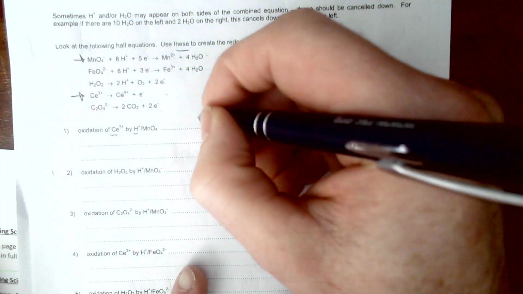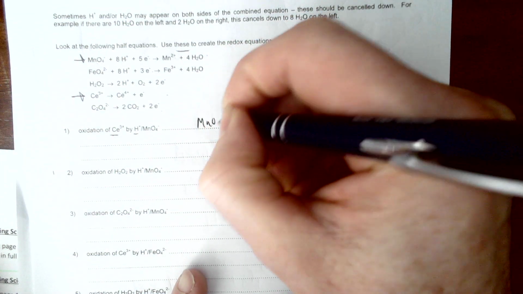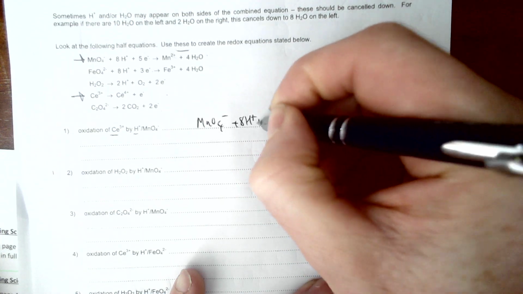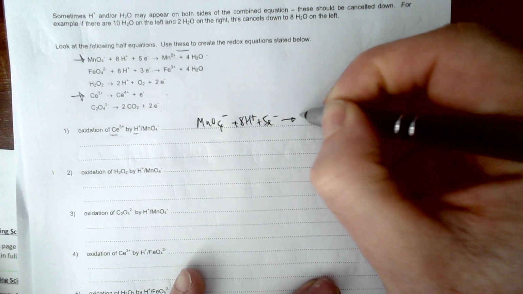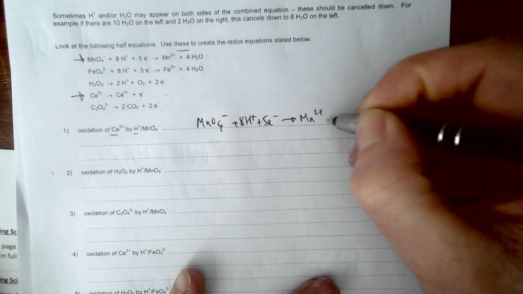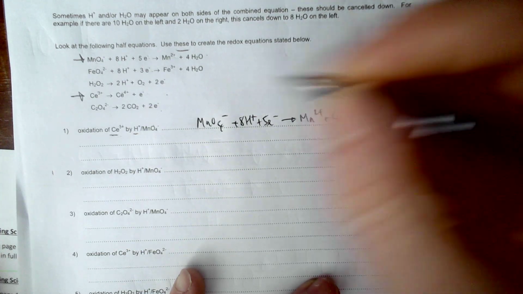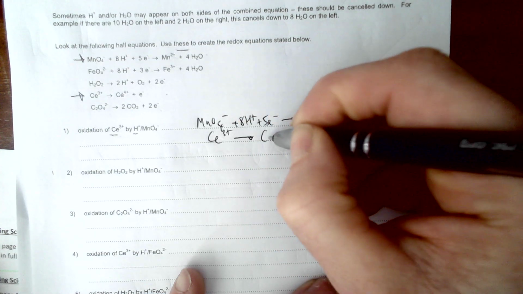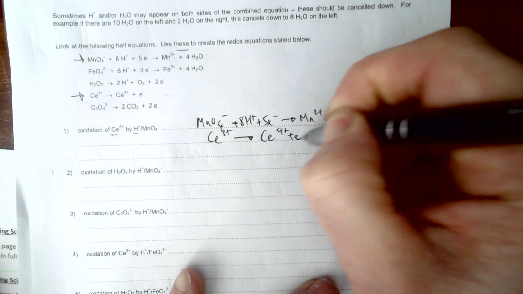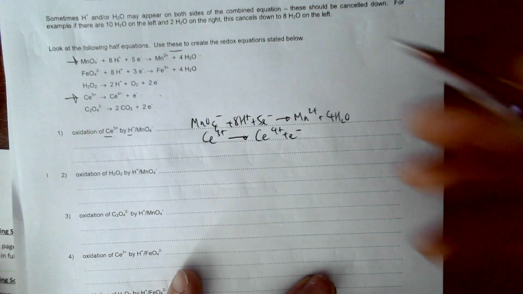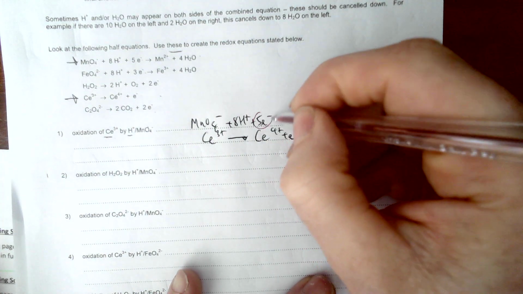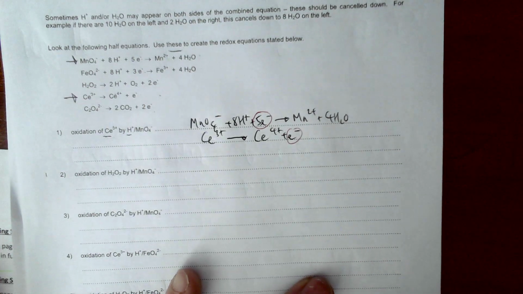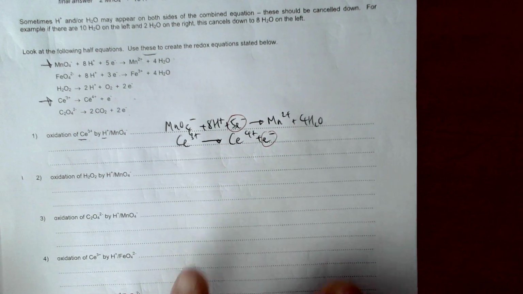So I'm going to write them out first. That's my first job. It's a bit tedious, but I'm going to do it. MnO4- + 8H+ + 5e- makes Mn2+ + 4H2O. And the other one is this, Ce3+ makes Ce4+ + an electron. If we notice this, we're going to look for the electrons. This is 5 electrons being gained, and this is 1 electron being lost. What you've got to do is balance the electrons.